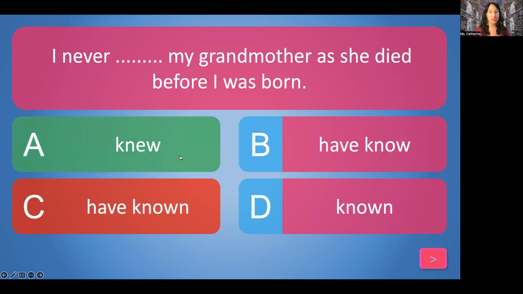Now your clue word is as, okay? They're happening in parallel as she died, okay? So that we have a past tense verb, okay? Past simple, and we have the clue word as, okay? You know this was tough.